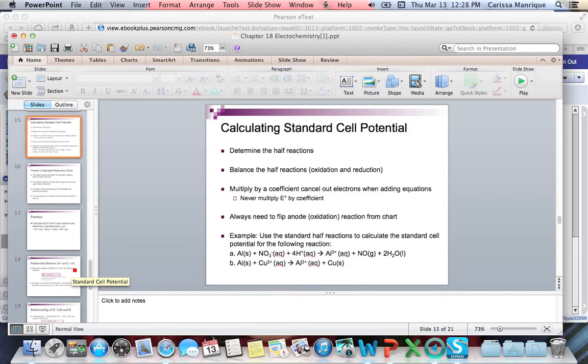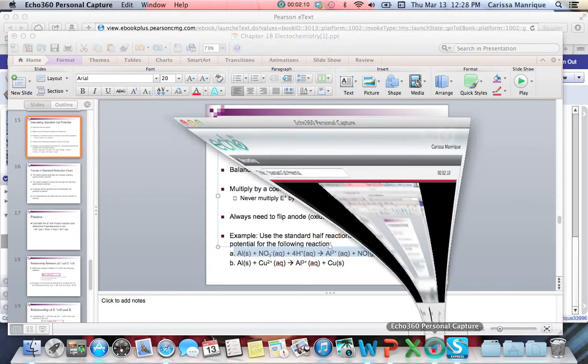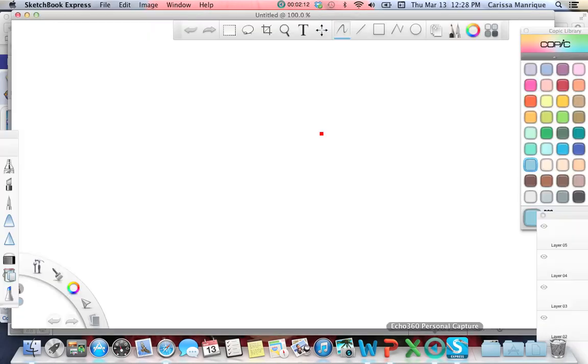Okay, so let's see how to do these. It says determine the half reactions, balance them, do the full balancing, and then get the numbers from the chart, and remember to always flip the anode. So let's go ahead and do one of these.